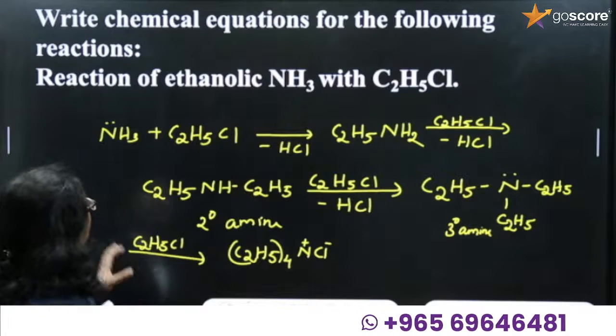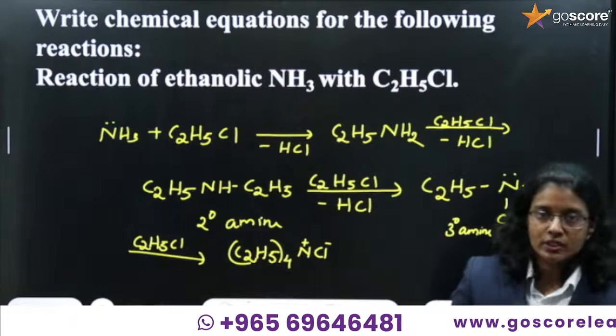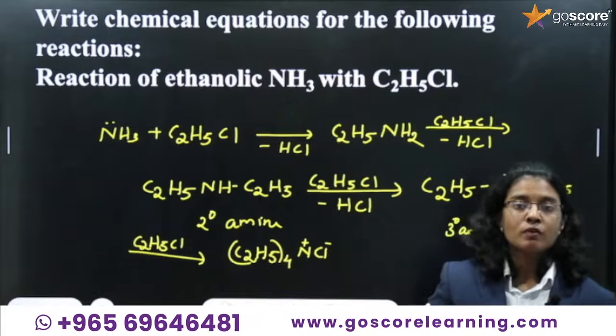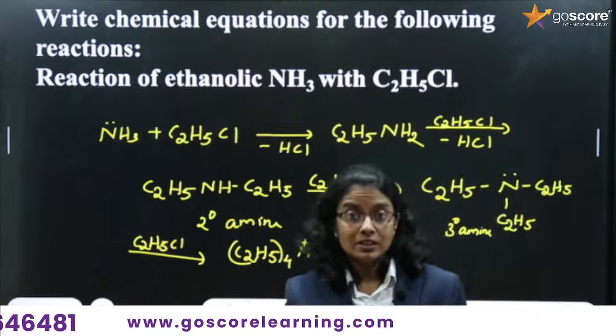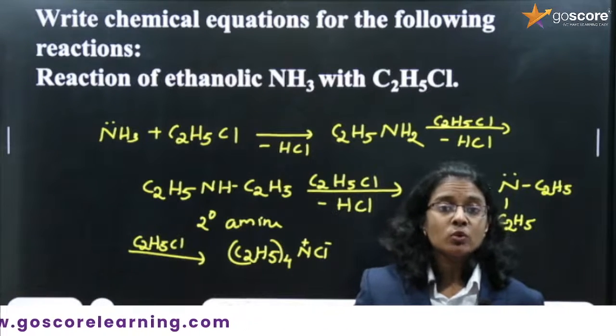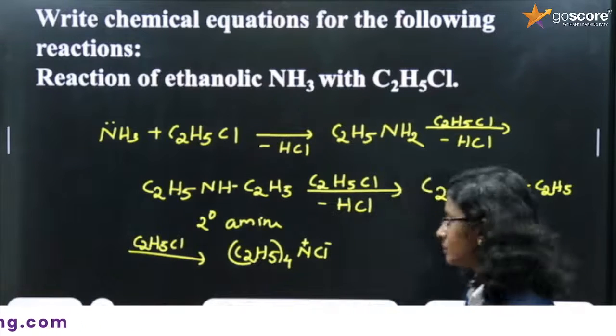So this type of question will also be asked in your exam. I hope this is clear for you. In ammonolysis, we get a mixture of primary, secondary, and tertiary amines, and that is the disadvantage of ammonolysis. And how can we improve the yield of primary amine? By taking excess of ammonia.